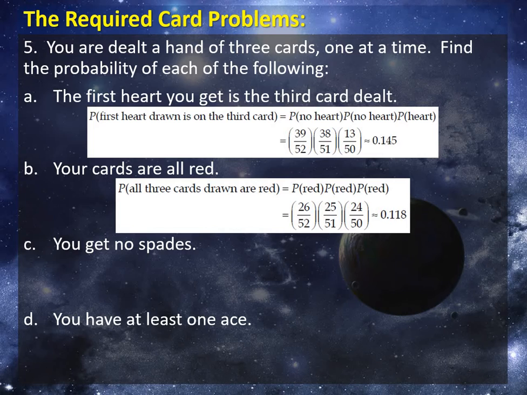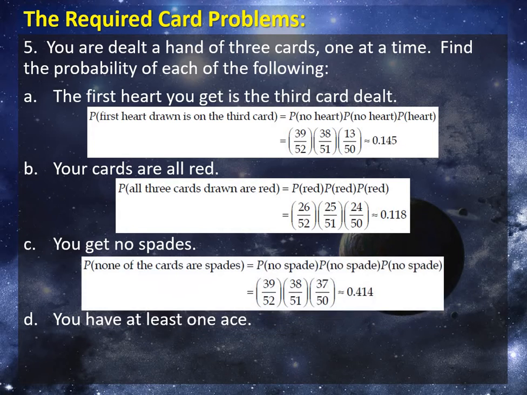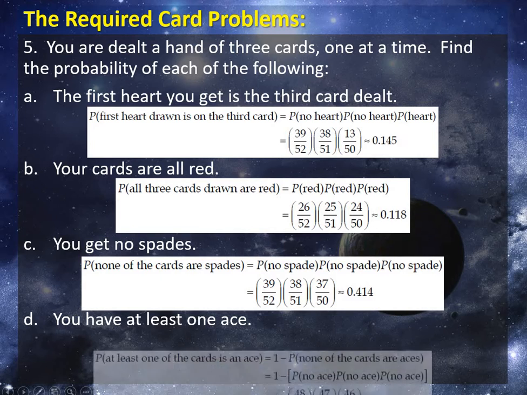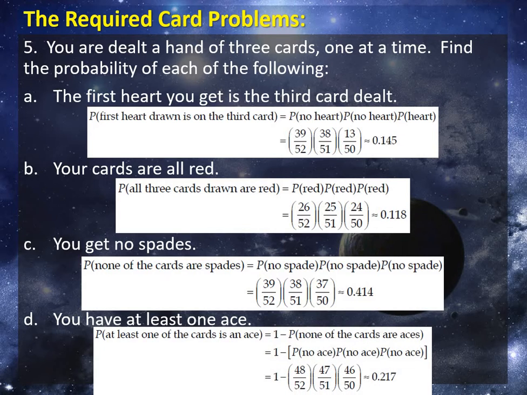All right, let's take a look at your answers. So the probability you get no spades means not a spade, not a spade, not a spade. So I actually got 0.4135 is what I have. And then just in words, probability that you have at least 1 ace. How would you calculate that? 1 minus the probability, which is no aces. Okay? So no aces means the first card's not an ace, the second card's not an ace, the third card is not an ace.